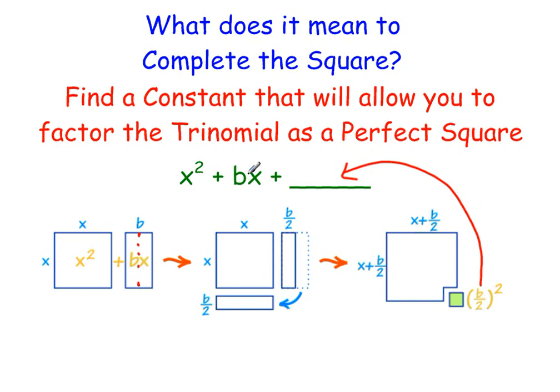We're going to look at the lead coefficient for our x term, our b value. We're going to cut that in half and then square it, and that number will complete the square for us. So this is just a geometric representation of that.